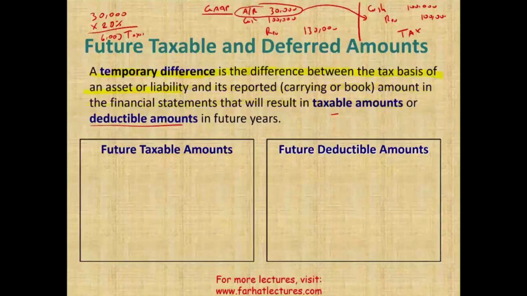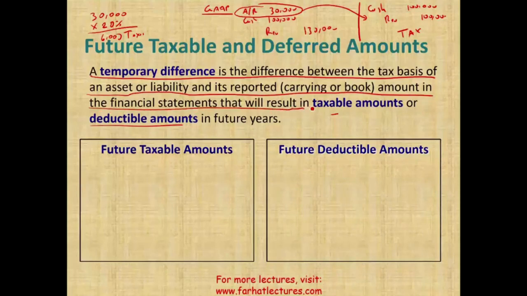Now, let me give you the deferred tax asset definition, which we did not see an example of. We'll see one shortly. A temporary difference is the difference between the tax basis of an asset or a liability and its reported carrying or book value in the financial statement that would result in a deductible amount in the future. So this is a deferred tax asset. In the future, I'm going to have more deductions. And what would deductions give me? Deductions will give me lower taxes, and lower taxes will give me more assets.